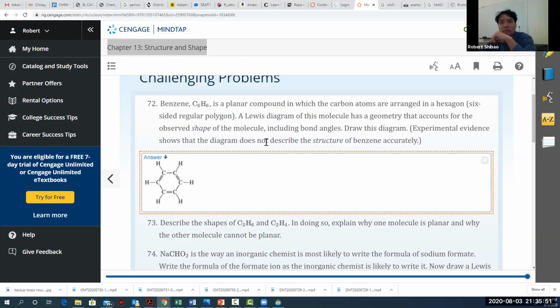Shows that the diagram does not describe the structure of benzene accurately. It doesn't describe it accurately because double bonds are shorter than single bonds. And in this particular case, we have a resonance form.